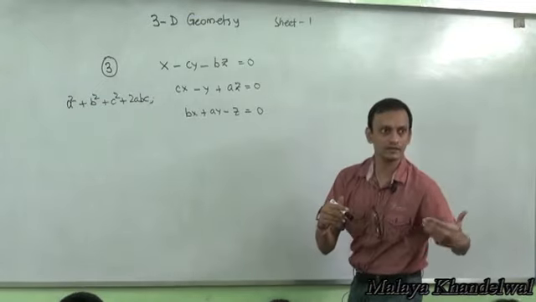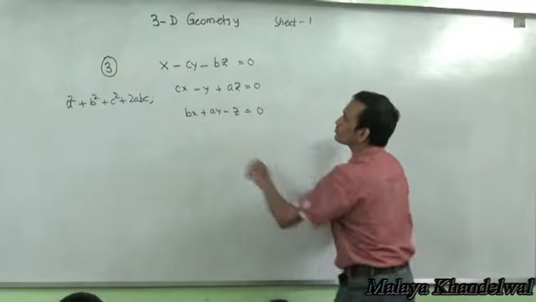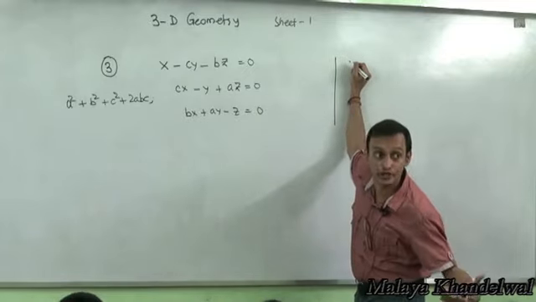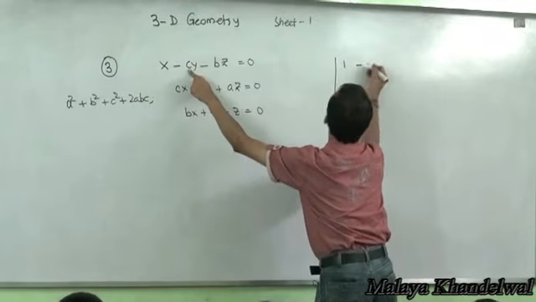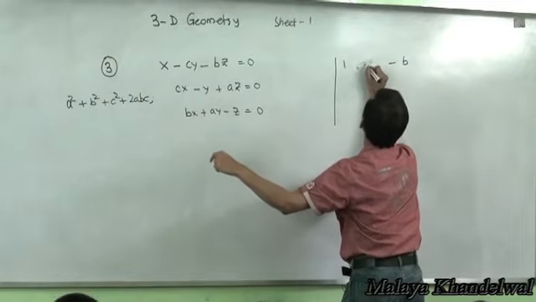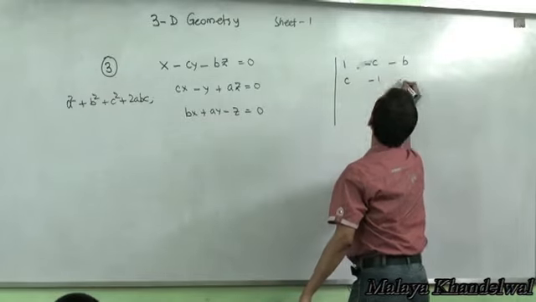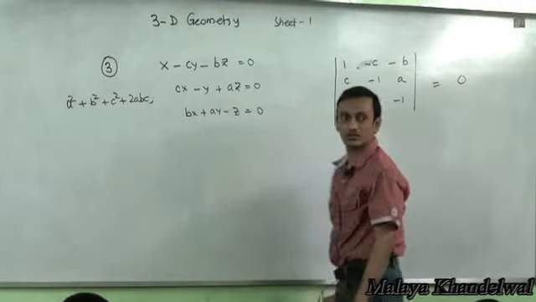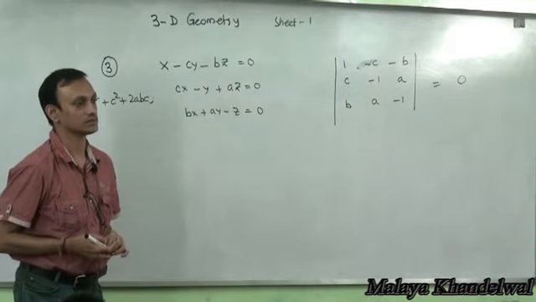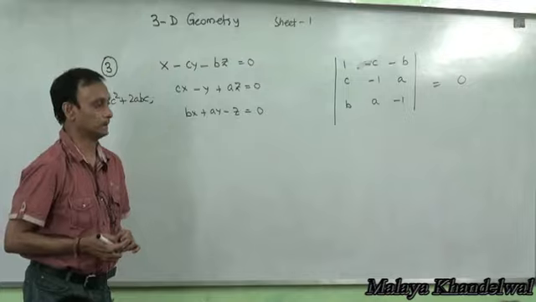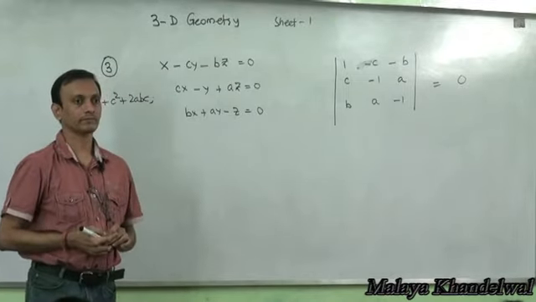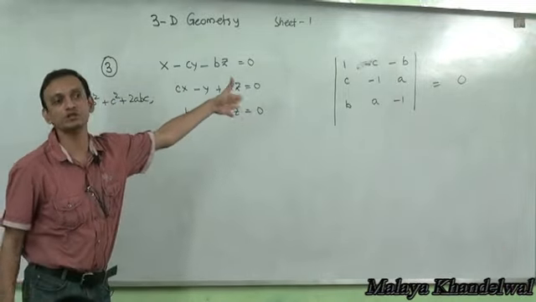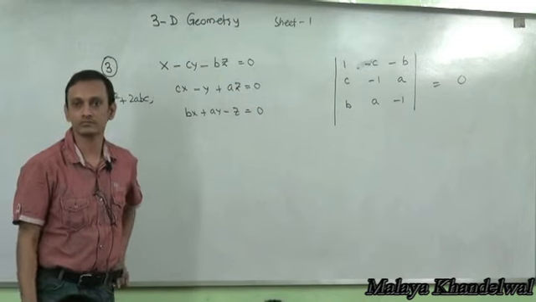And then to eliminate x, y, z, like we've done while I was discussing 3D geometry, you populate the coefficients and constitute a determinant that is like 1, minus c, minus b; that's how you eliminate x. Then c, minus 1, a; b, a, minus 1, equal to 0. That's how you eliminate x, y, z from these three equations. Got me? And then you will get this expression once you expand this determinant.